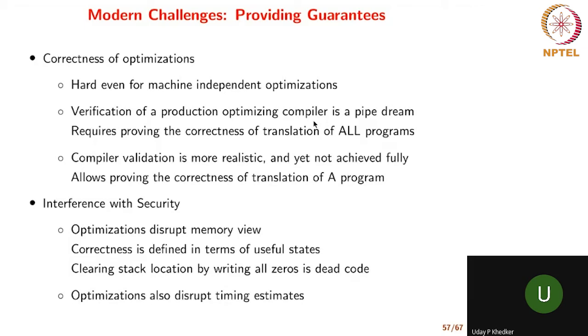The other problem is that optimizations also disrupt timing estimates. Some people carefully write a loop assuming it will take so many milliseconds, and now your optimizer comes and does away with it, and that could spell doom for real-time programs if timing requirements are very important. So these are the other challenges that compilers face. How do we ensure that we do not trouble the user with our technology?